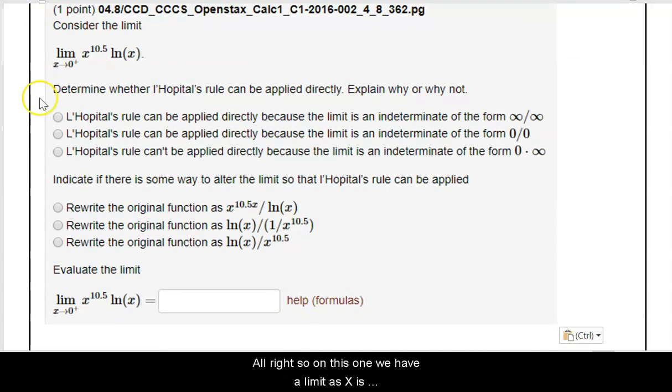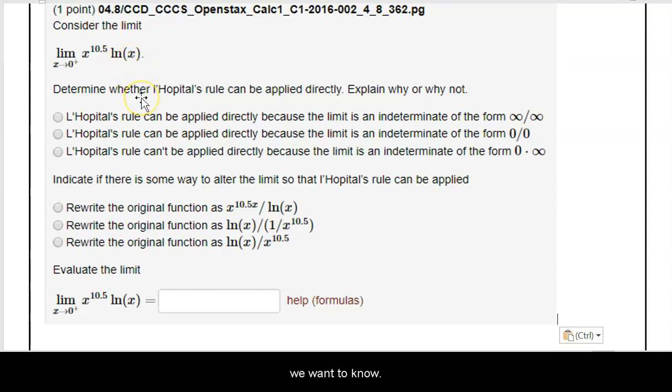All right. So on this one, we have a limit as x is approaching 0 from the right side, which should make sense because we've got a natural log of x, and natural log, of course, is not defined at 0, and it's not defined on the negative half of the plane. So we're approaching 0 from the right, and we want to evaluate if this exists or not. So we have x to the 10.5, which, yeah, 10.5 is a weird number, but I can interpret it for you in just a second, times the natural log of x.